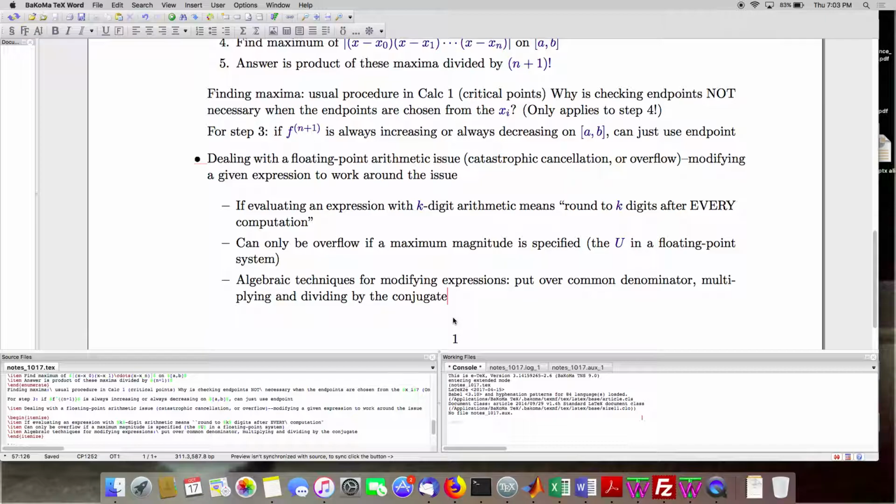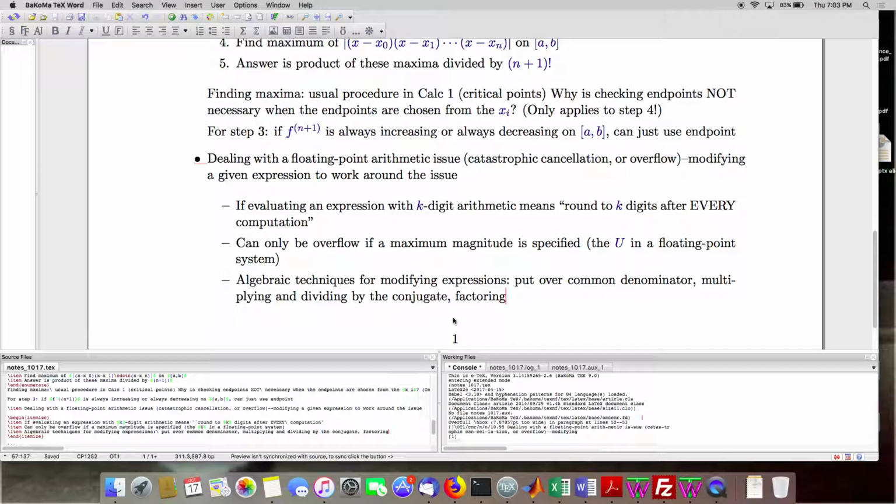And then this one applies to overflow: factoring. There's a problem in homework 3 about z being the square root of x squared plus y squared. By factoring out the larger number of the two under the radical, you get an expression that avoids overflow. So algebraic techniques such as these.